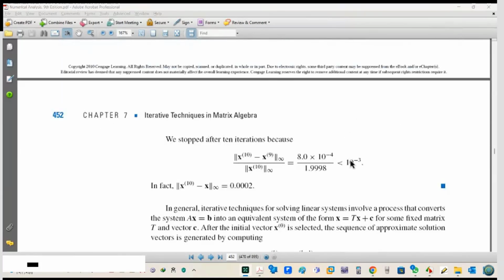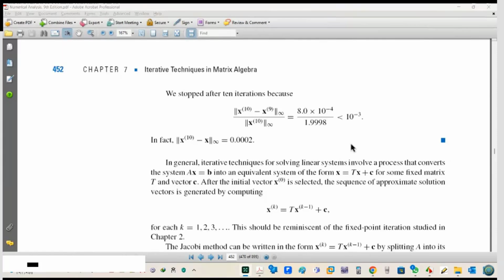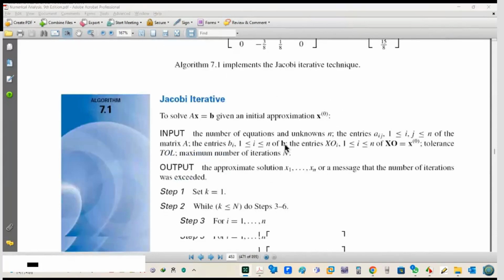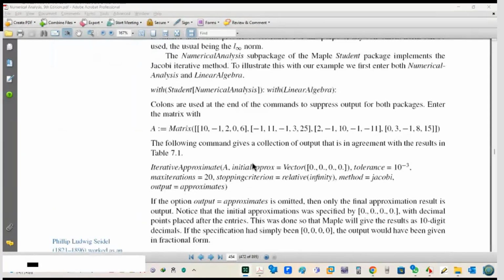I need the error less than 10 to the power minus 3. So you have to calculate the error each time. For that reason, in the exam, you are responsible for the error. You have to calculate the error for each one: X1, X2, X3, and X4. Now, if we go to Gauss-Seidel, here is the algorithm, if you want to write this one.